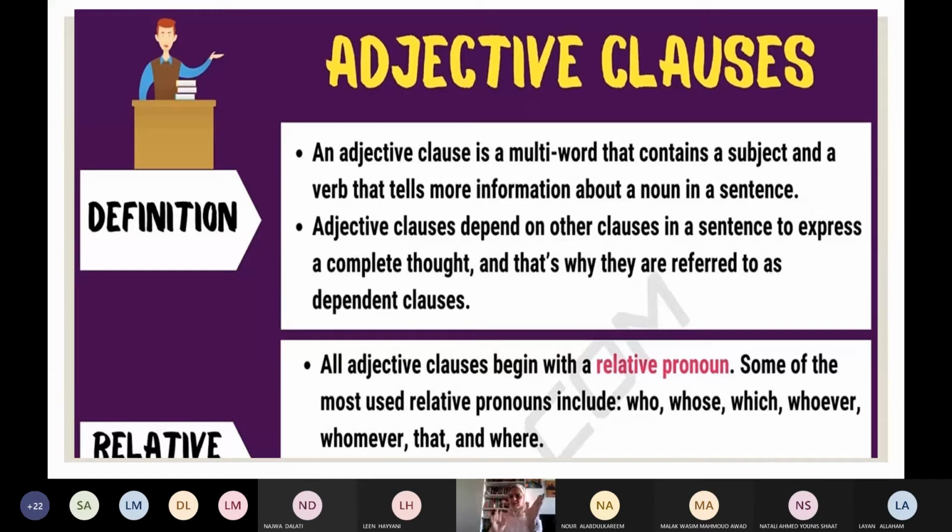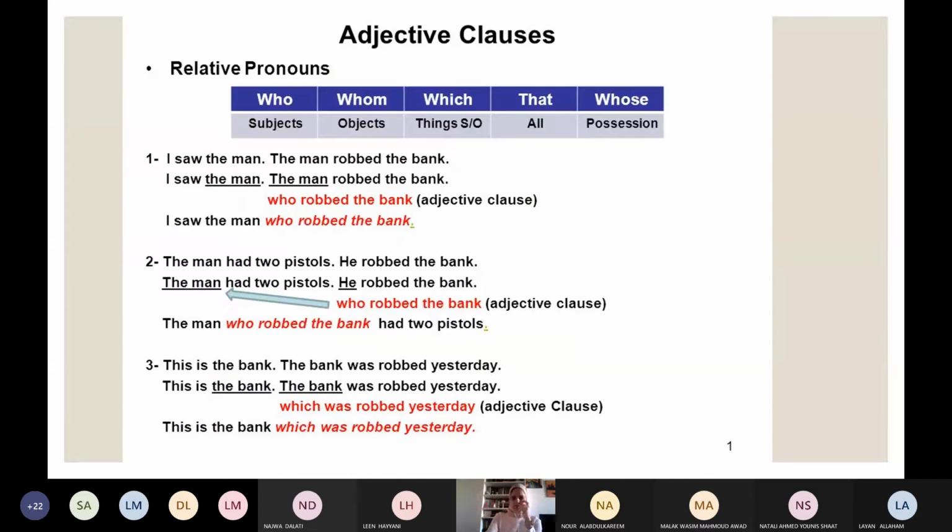So let's first focus on the relative pronouns: who, whom, whose, which, that. What is a relative pronoun? When we took the pronouns, these were the five kinds of relative pronouns, the most prominent ones. Adjective clauses start with who, whom, whose, which, that.